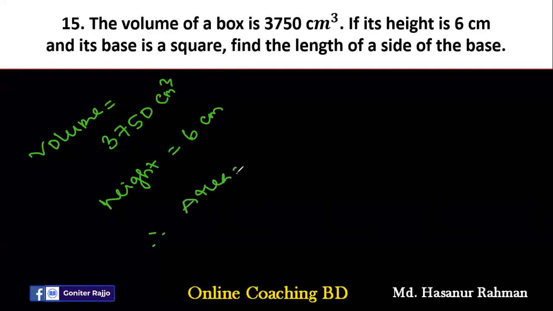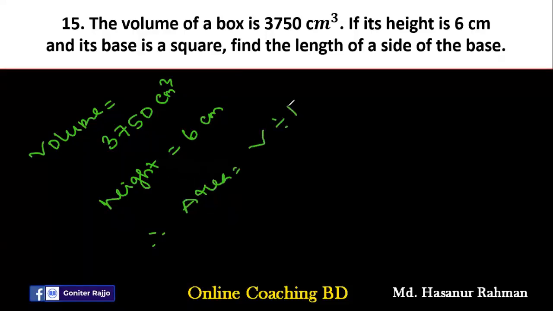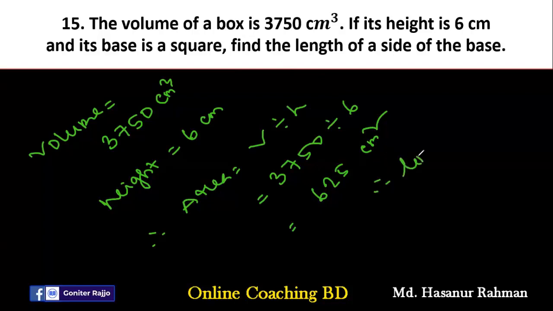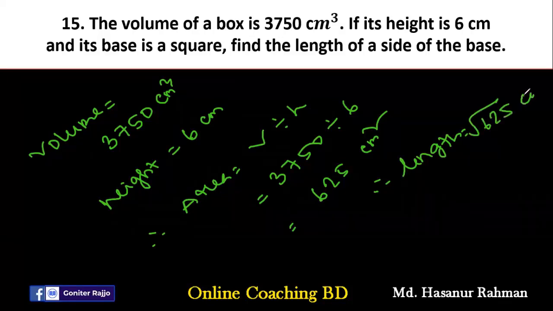Now how can we find out the area? Area is equal to volume divided by height. Volume is 3750 by height, which is 6. So 3750 by 6, that will be 625 centimeter square. Now the question asks you to find out the length of each side of a base. So length will be square root of 625 centimeter, and that will be 25 centimeter. We have already found out from the previous question, square root of 625 is equal to 25 centimeter. So our final answer will be 25 centimeter.